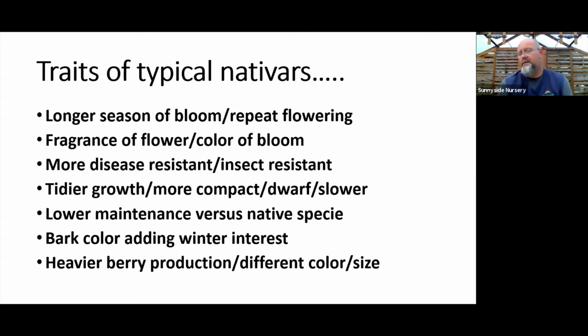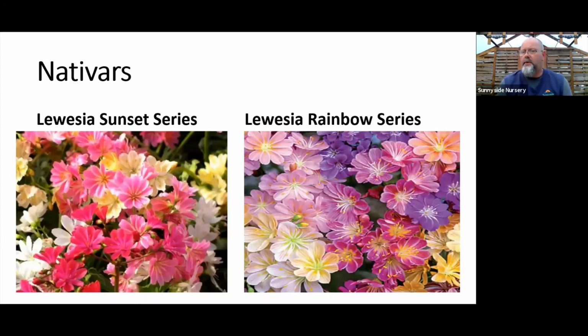And then again, one for us that we use a lot here towards fall: is it heavier berry production, different colored berries, bigger berries? A lot of plants that we'll show on the slide here will exhibit some of those qualities as well. So if we breeze through a few plants here, and we'll have plenty of time for questions afterwards, we look at some of the natives that we would find here in Western Washington towards the coast, and again, some man-made varieties of those.